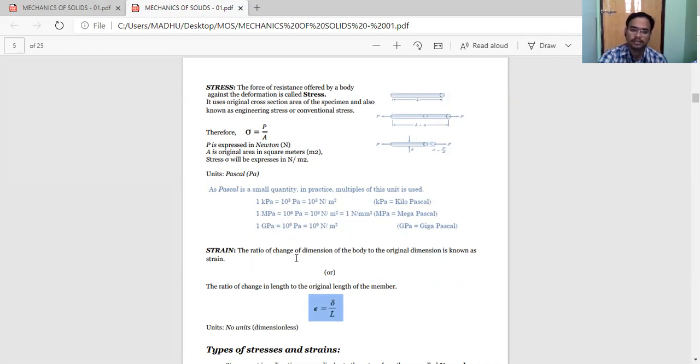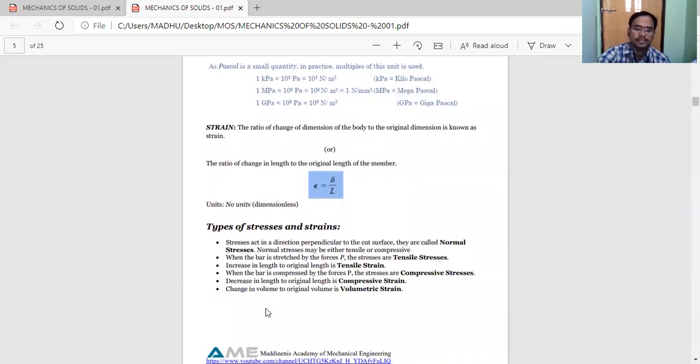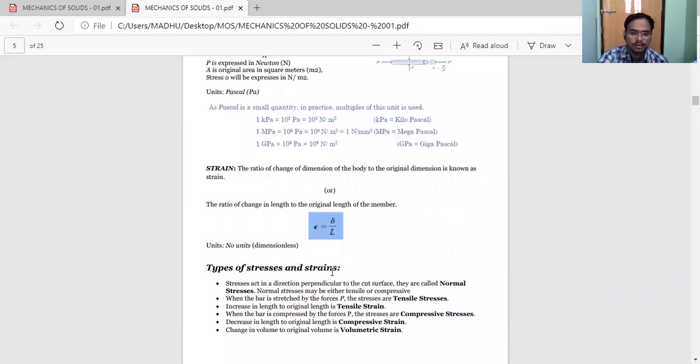Strain is the ratio of change of dimensions of the body to the original dimensions, or the ratio of change of length to original length of a member. So that is strain. Now, coming to the types of stresses and strains, we have got different types. For stresses, two are there: normal stress and shear stress.